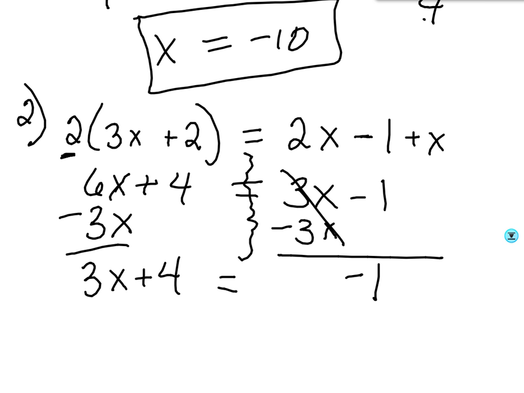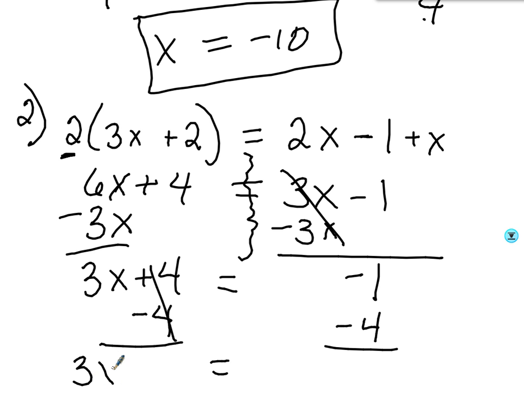I need to get rid of the plus 4. Isabella, how do I get rid of the plus 4? You subtract it on the left and you subtract it on the right. That is correct. Subtract it on the left and subtract it on the right. This is gone. This comes down.